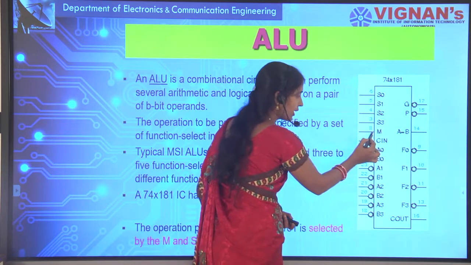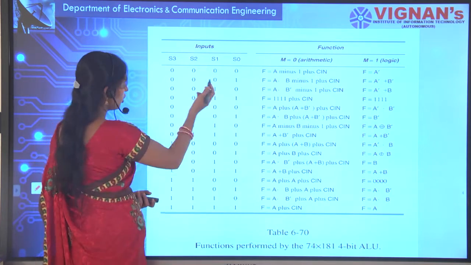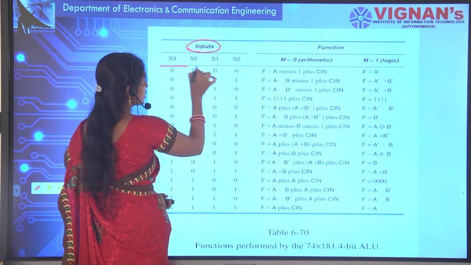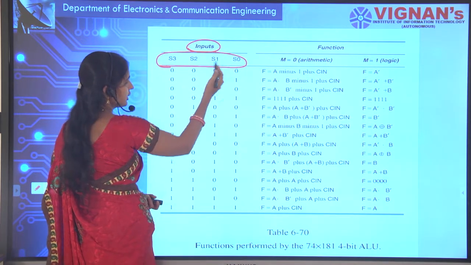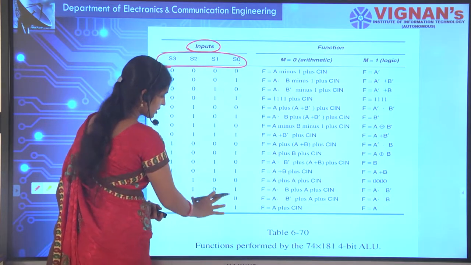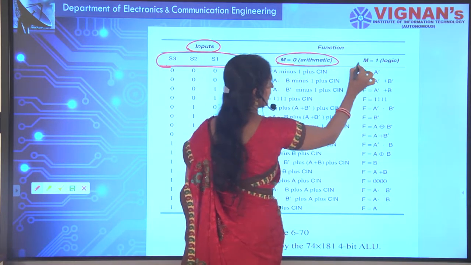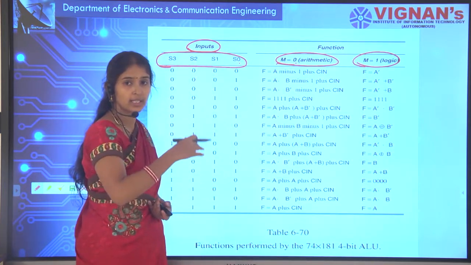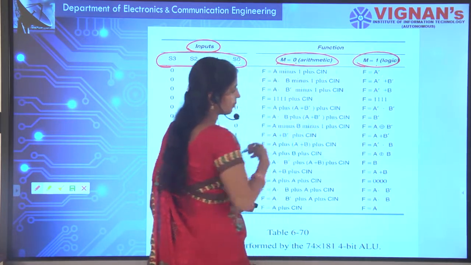See, whatever the m value, now this is your truth table, telling what the function has to be. These are your inputs, that means selection lines. You have seen there are 4 selection lines, S0 to S3. And again, if you see here the m value, if m is equivalent to 0, it performs arithmetic operations. If m is equivalent to 1, it performs logical operations.